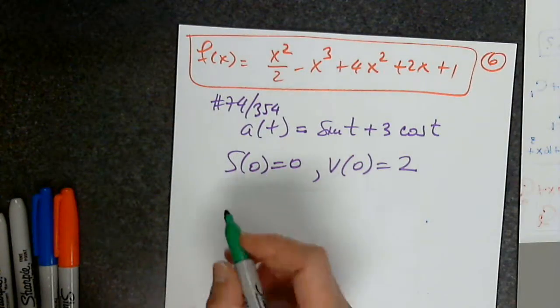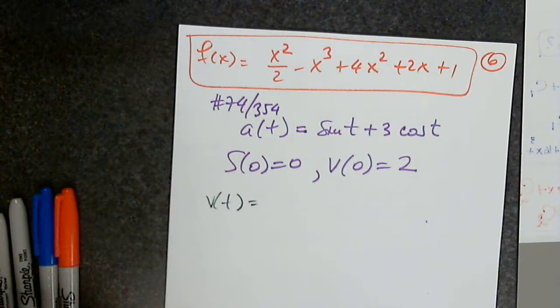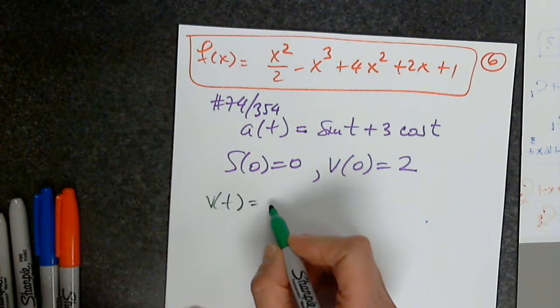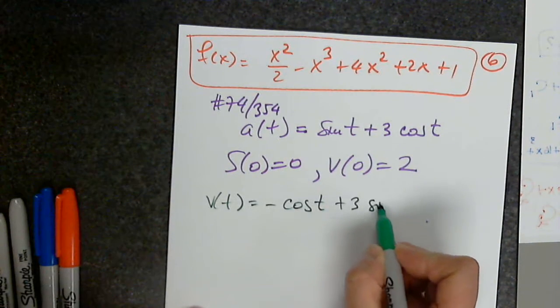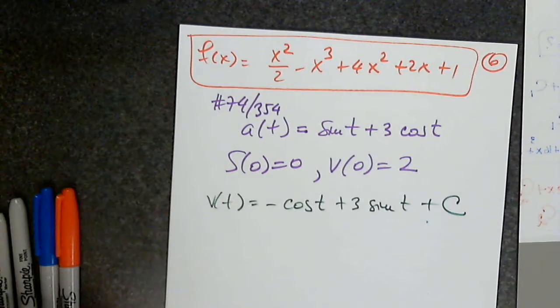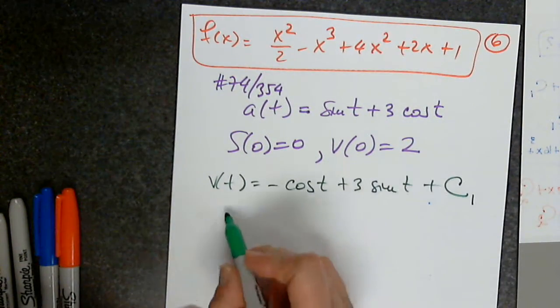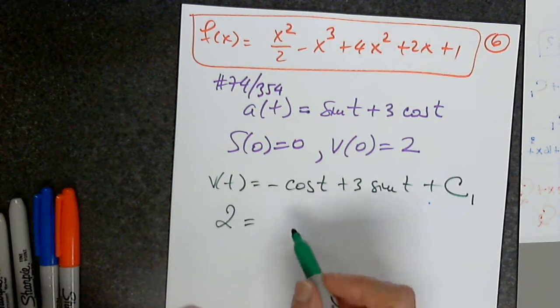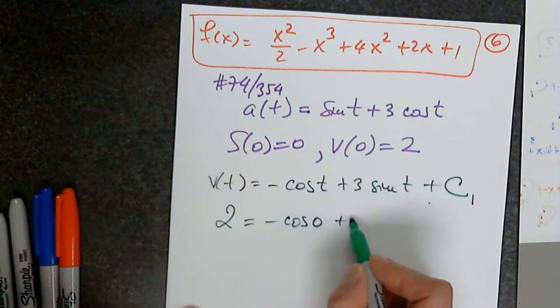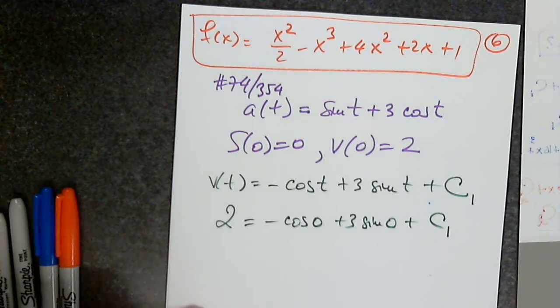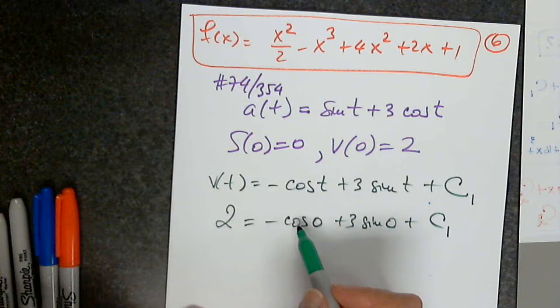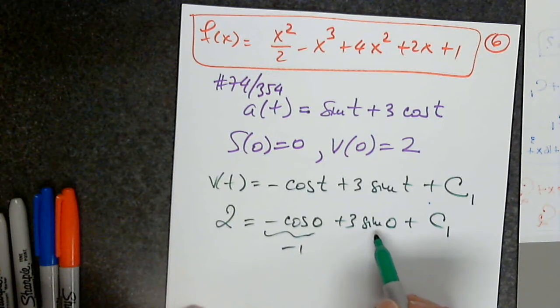Do we have the velocity? Yeah. Can anyone dictate it? It's going to be negative cosine t plus 3 sine t plus c. Let's call it c1. And I know that 2 equals negative cosine 0 plus 3 sine 0 plus c1. Negative cosine 0 is negative 1, so this is negative 1 and this is 0.